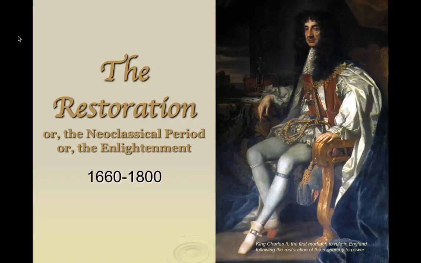And this fellow to the right of the screen here, King Charles II, as it says in the caption, is the first monarch to rule in England following the restoration of the monarchy to power. And you can tell by looking at him that he wants you to know how powerful he is. He wants you to know how much luxury he can afford, that no expense has been spared. He's got the silk-lined velvet cloak that is obviously huge and extraordinarily long.